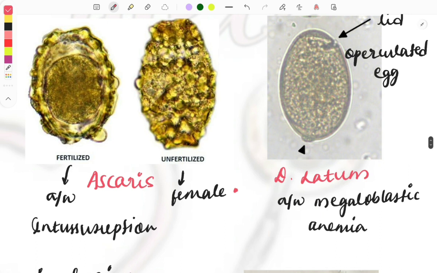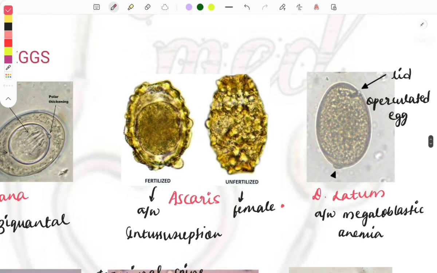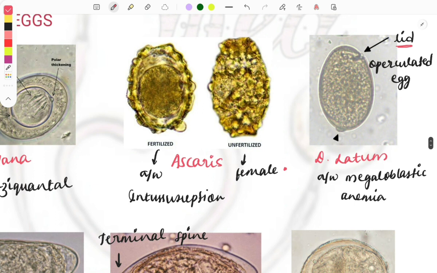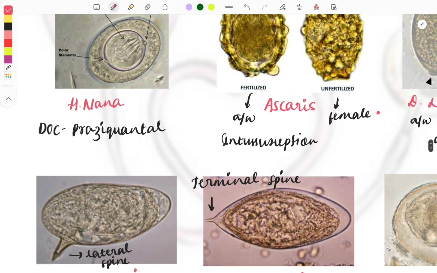Then D. latum egg. So this egg, the characteristic feature is that it is having a lid. So here you can appreciate that like this there is a lid, and this egg is called an operculated egg. It is associated with megaloblastic anemia. So the lid and the operculated egg, this is the characteristic feature.